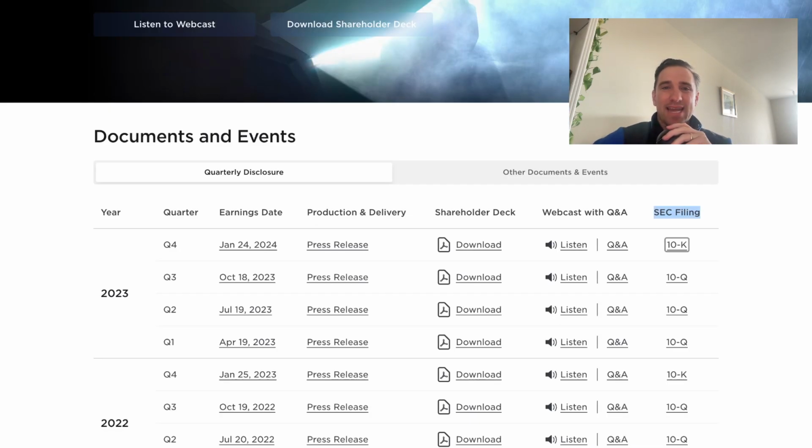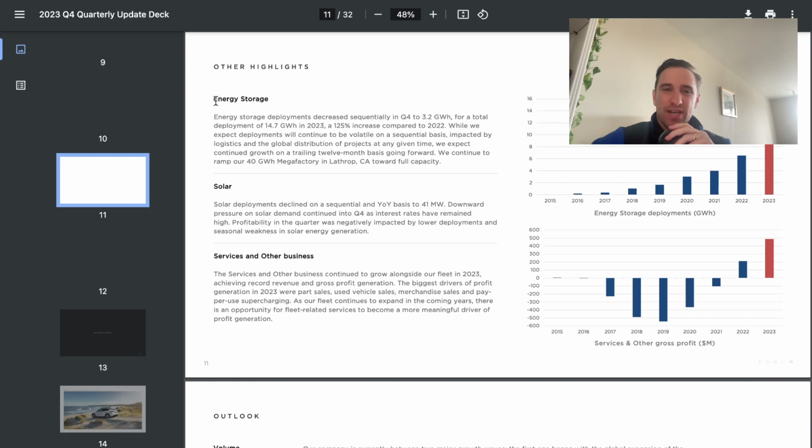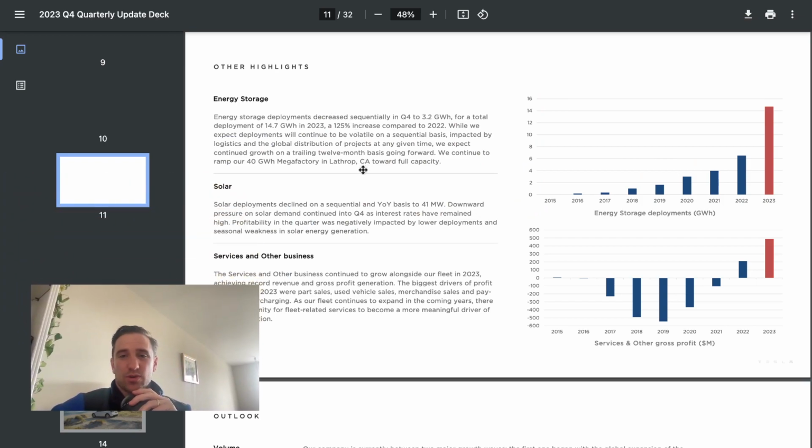And now I want to tie that in with the investor deck that they provided. Look at the text here, energy storage. Look at the graph. So this video was to show you the concept of understanding an income statement, but also just going directly to the source. So I really hope it helps all the new traders and investors out there.